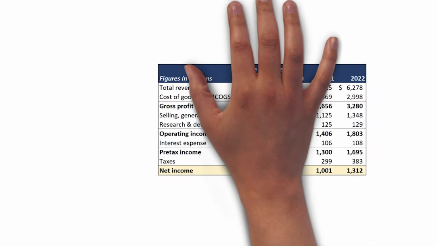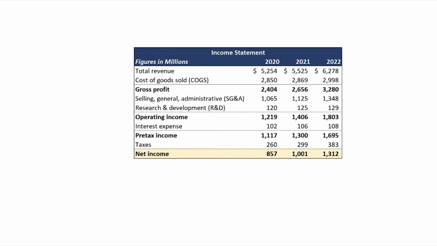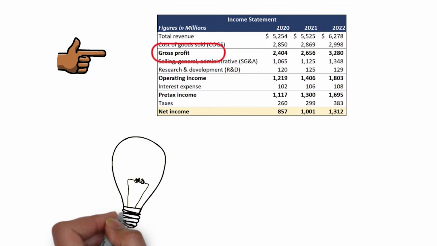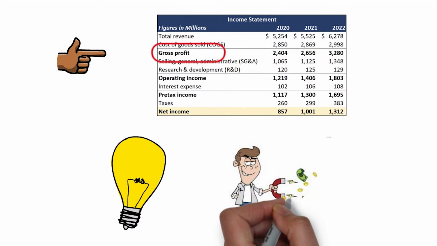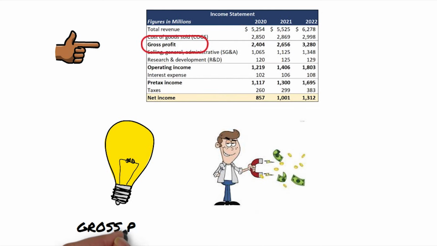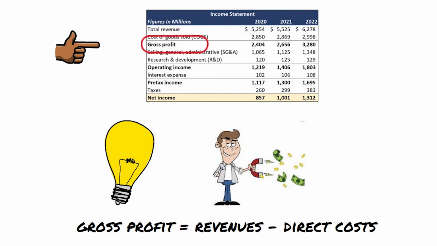By subtracting the costs from the revenues, we arrive at what is called the gross profit of a company. This gives us a basic idea of how profitable the company's core business activities are. But this is just a very rough indication. There are still some other costs we need to consider.